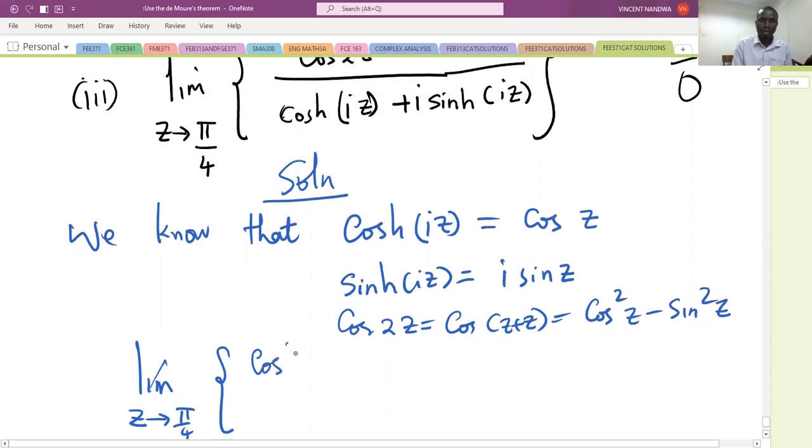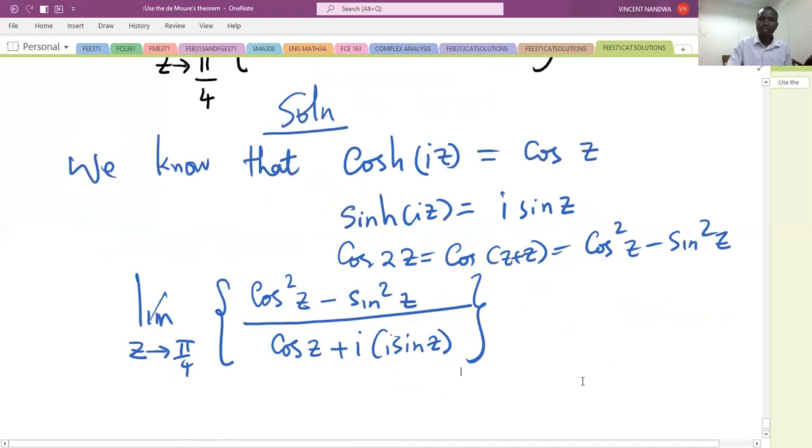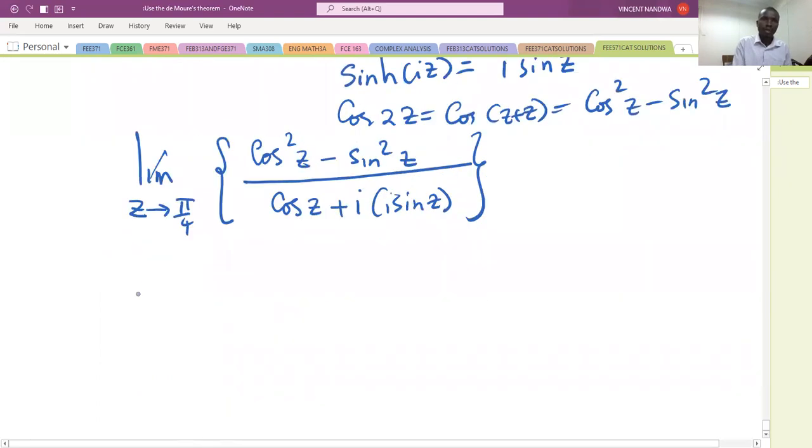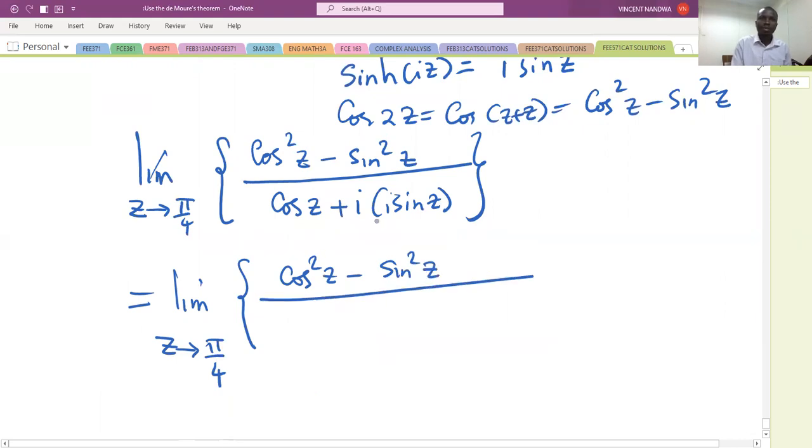so the numerator will be now cos squared z minus sine squared z divided by, so hyperbolic cosine of iz will be replaced by cos of z plus i, then hyperbolic sine of iz will be replaced by i sine z. So this will be the limit as z approaches pi over 4 of cos squared z minus sine squared z divided by, so i times i is i squared whose value is -1. So we have cos z minus now sine of z.